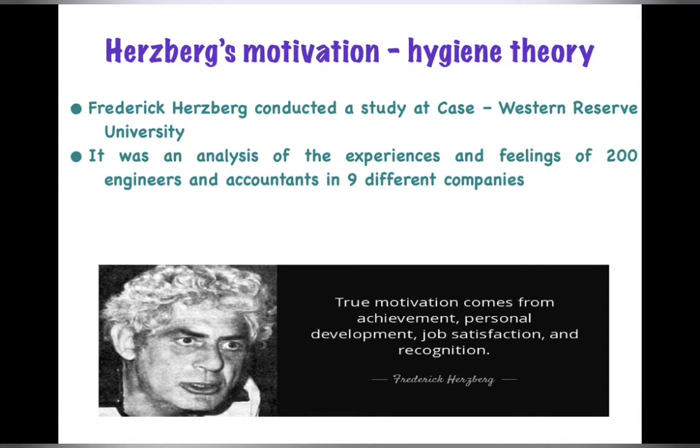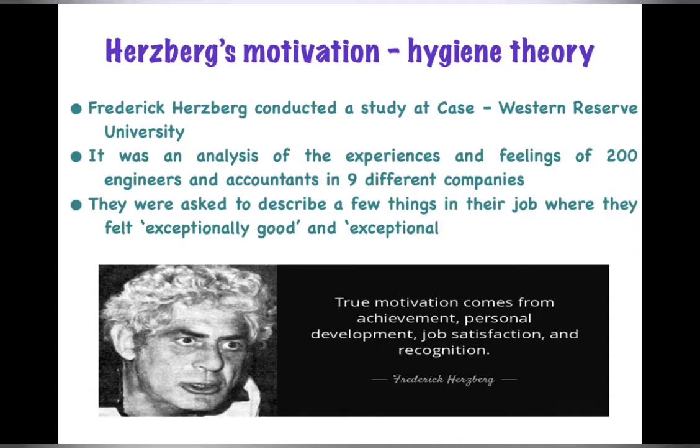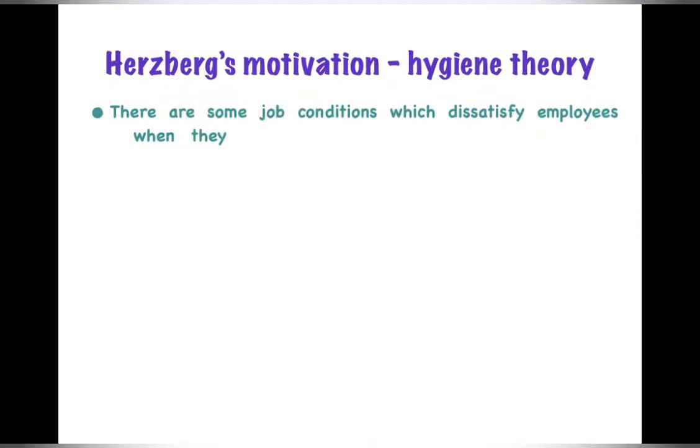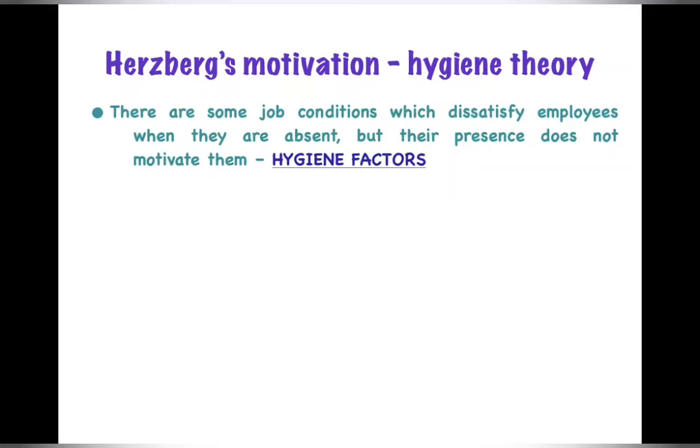So what did he study? They were asked to describe a few things in their job where they felt exceptionally good and exceptionally bad about their jobs. He wanted to classify certain factors where employees felt very good about their job and they also felt very bad about their jobs. So what were those factors? He came out with 2 different categories of factors. One is known as hygiene factors and another is motivation factors.